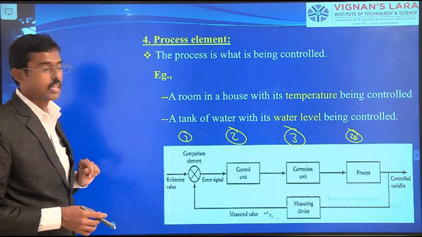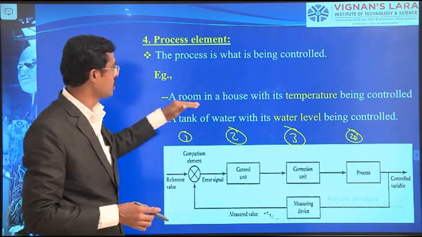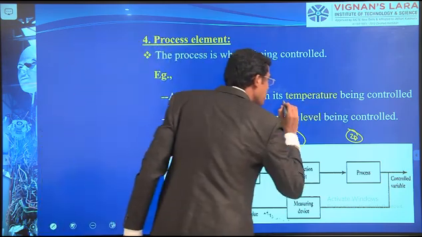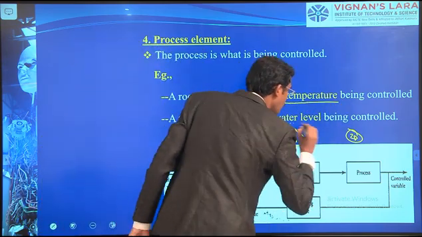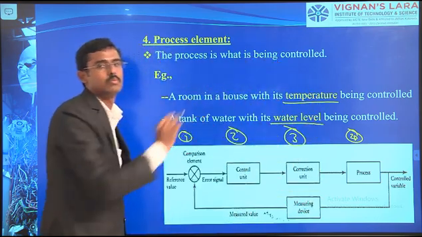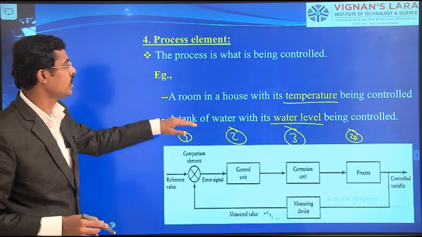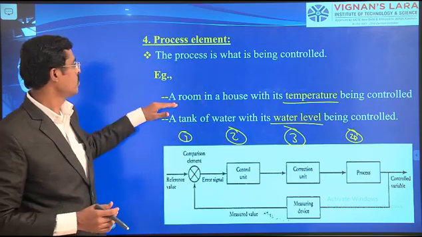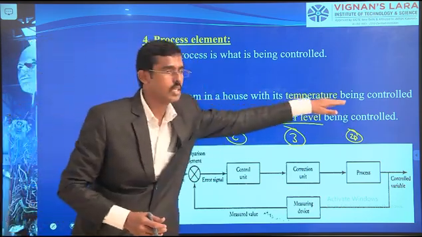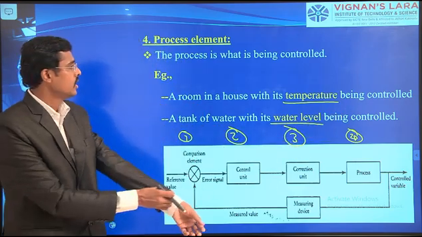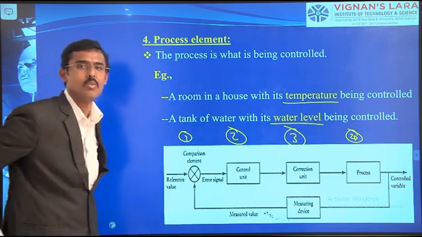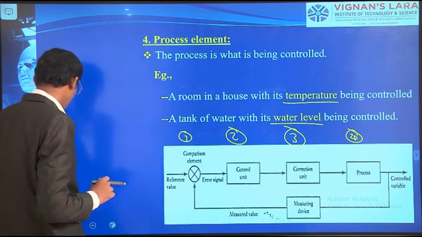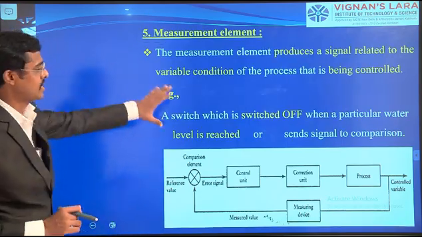So, for example, I have given here a room in a house with the temperature being controlled. So here sometimes we control the temperature, sometimes we control water. For example, we have taken 2. A tank of water with its water level being controlled. A room in a house with the temperature being controlled. Right? A temperature or a water. These are the two examples we have taken. So next, a last one.